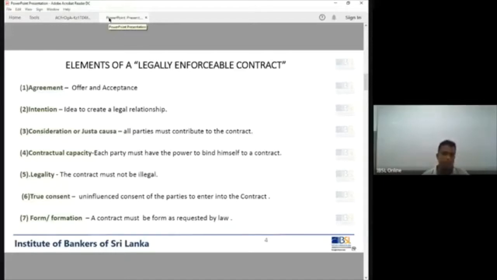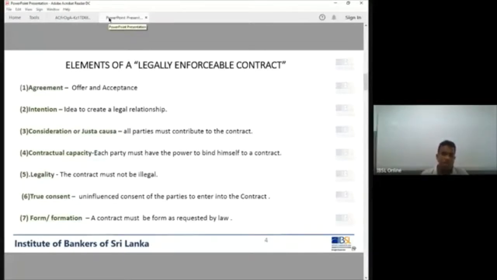First element is the agreement, then intention, then consideration or justa causa. Then the next one is the contractual capacity, then the legality of the contract. The 6th one is true consent of the parties. The 7th is the form or formation of the contract. Then we started studying each and every element in depth.